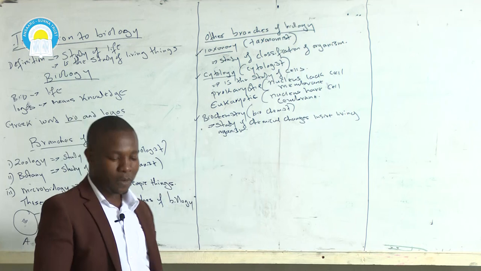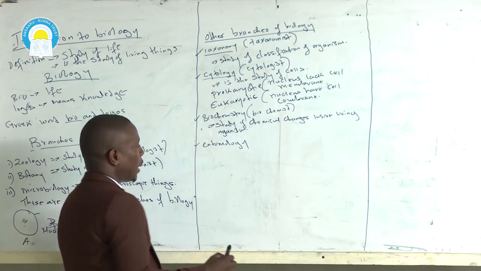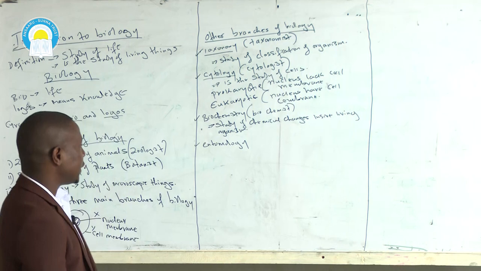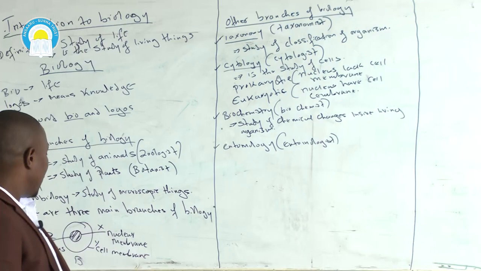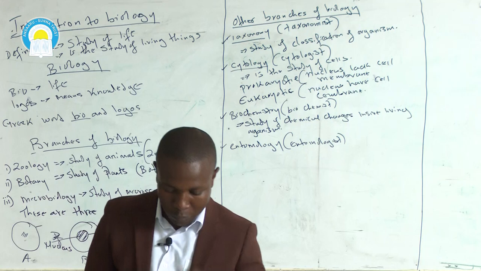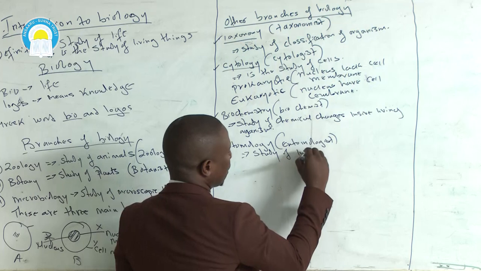Then we have entomology. The person who studies entomology is called an entomologist. So what is entomology? It's the study of insects.